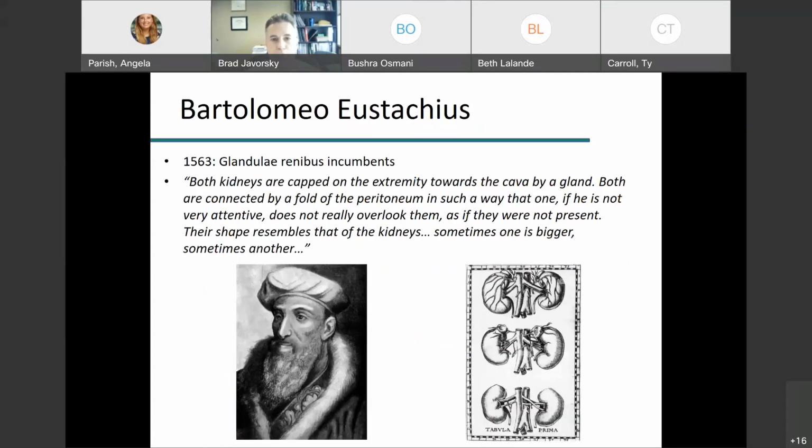So for those of you who are history buffs, the discovery of the adrenal gland is attributed to Bartolomeo Eustachius back in 1563, and he called the adrenal glands the glandulae renibus incumbens, and he described them in his anatomy text as both kidneys are capped on the extremity towards the cava by a gland, both are connected by a fold of the peritoneum in such a way that one, if he is not very attentive, does not really overlook them, as if they were not present. Their shape resembles that of the kidneys. Sometimes one is bigger, sometimes another.